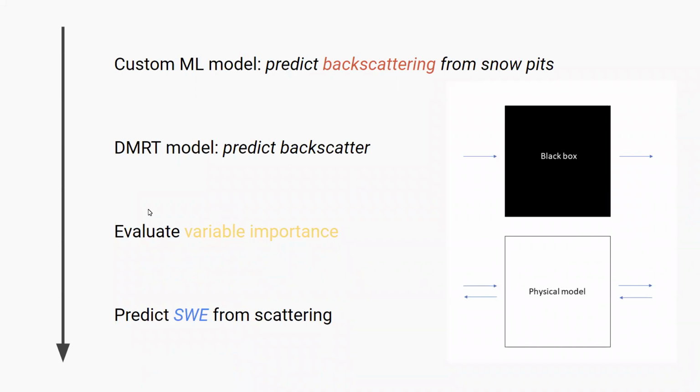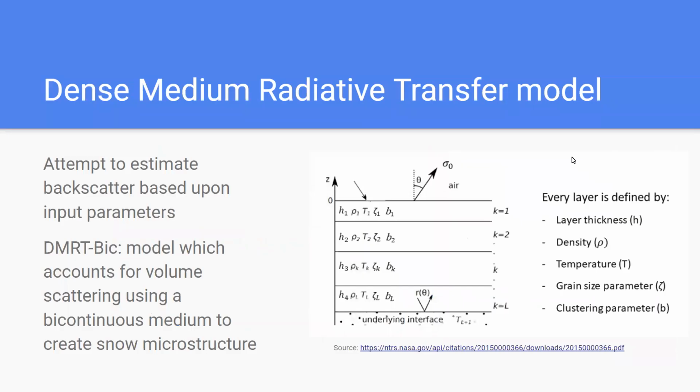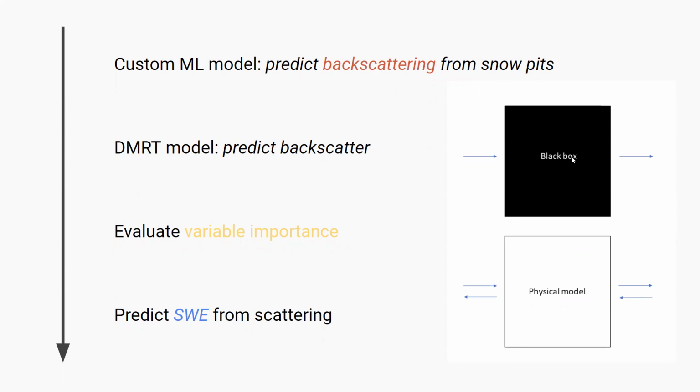We also did an evaluation of the variable importance to see which variables within this black box were the most important ones. The end goal, which we didn't do, was that if you have a physical model, then you can do the inverse modeling and go from backscatter to SWE prediction. That would be absolutely great to have. But we didn't do that because that's way too difficult. It takes probably about 4 years.